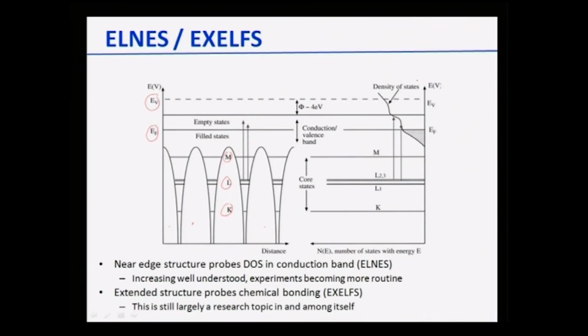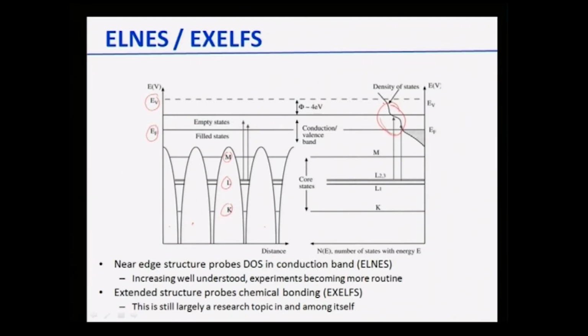Now if I go back to the right hand side structure, it will be more clear. So these K, L, M are the core states, and they have valence bands, and above that you have conduction bands, and then EV is there. So these kind of transitions from L2,3 to empty states can give us information regarding this part of the energy levels. And these are all actually called electron energy loss near edge structures, or extended electron energy loss fine structures.